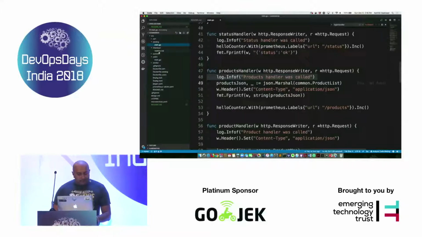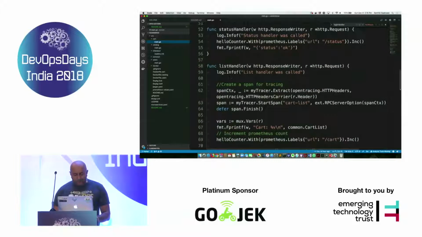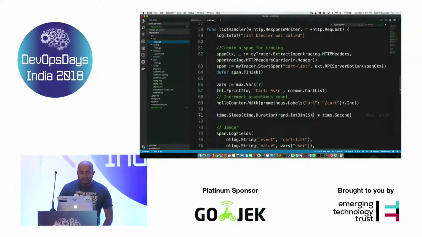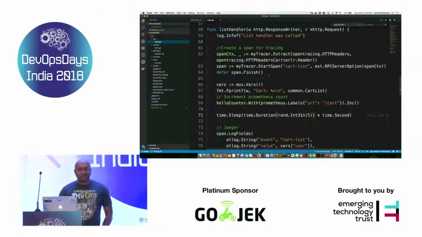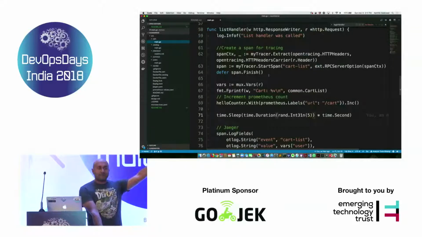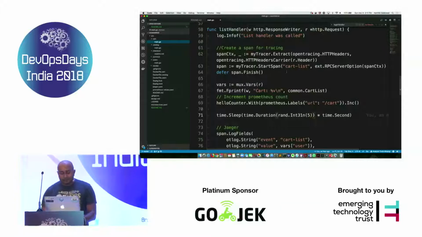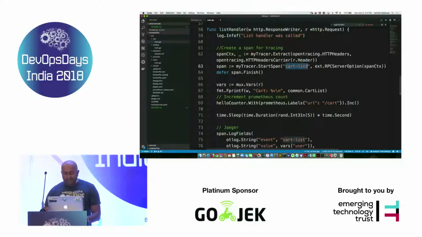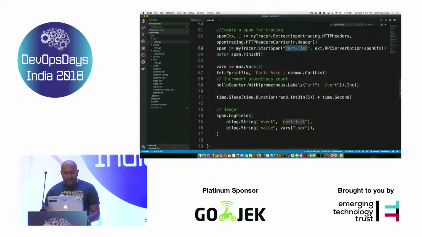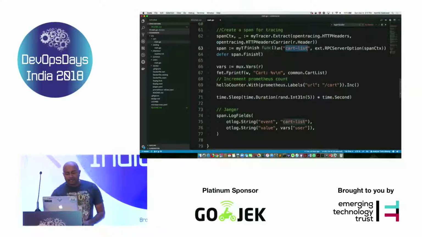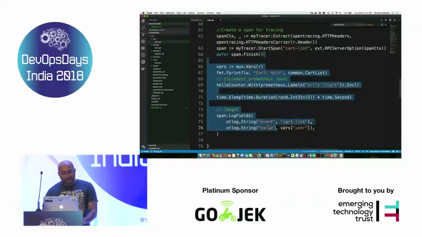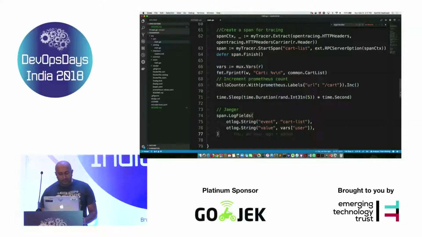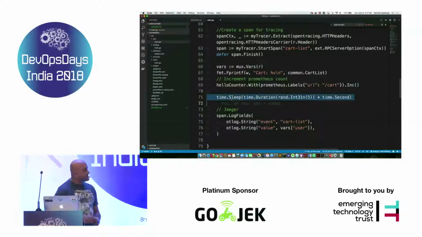So in the cart, we have the list handler. When you use Jaeger, everything is associated with spans. A span is just a span of time, how long something is taking. So we have a thing called cart list that we call, and that is starting a span. Once this whole function completes, that's when it ends up closing. This is just a dummy time.sleep, so we get some different data coming in.